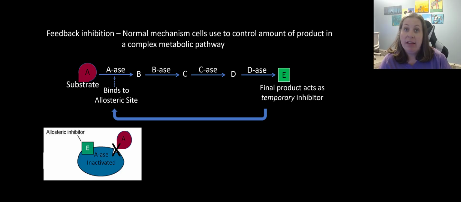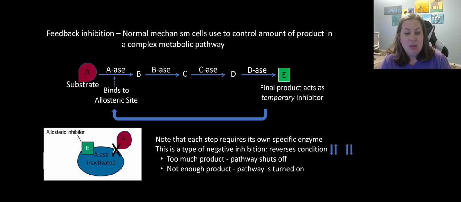This is kind of like a light switch. It can turn on the pathway or turn off the pathway. Note that each of these steps requires its own enzyme. This is a type of negative inhibition, meaning we can reverse the condition. If we have too much product, the pathway shuts off. If we don't have enough product, the pathway turns on. This is how we're not wasting energy, because if you have enough product, you don't need it on. Just like if you have enough sunlight coming into your window, you don't necessarily have your light on, but when it gets dark, you may have to turn the light on. Same thing here: if we run out of the product, we have to turn the enzymes back on.